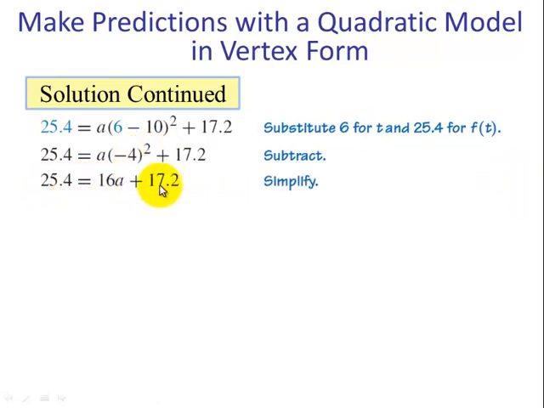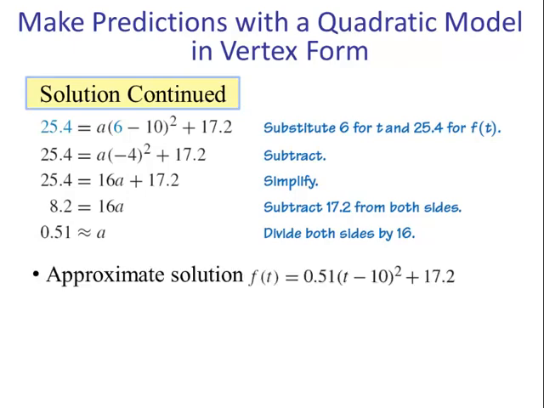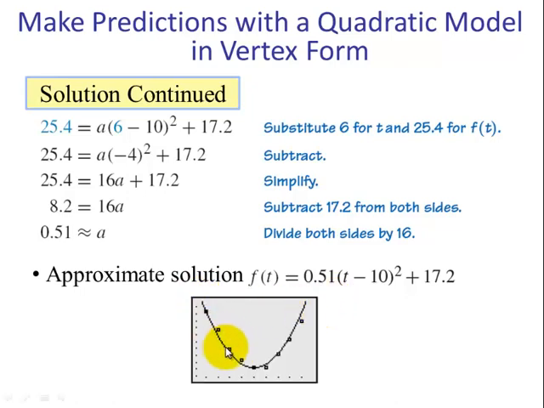So now we have a linear equation. One variable, a. Subtract 17.2 from both sides. We get 8.2 equals 16a. Divide by 16, and a is approximately 0.51 to 2 decimal places. So we have our function. f of t equals 0.51 times t minus 10 quantity squared plus 17.2. Graphing the model with the data, we see that this parabola models the data pattern well.